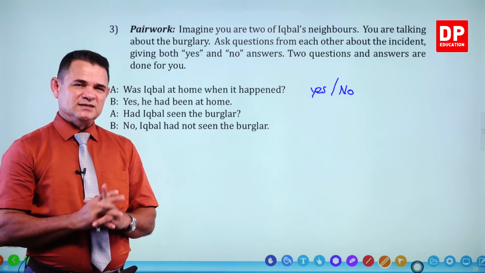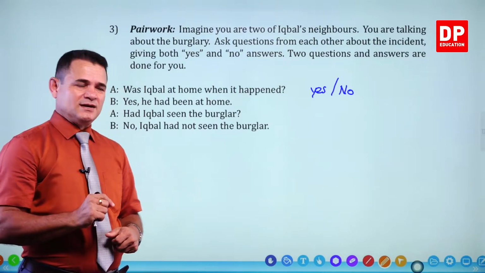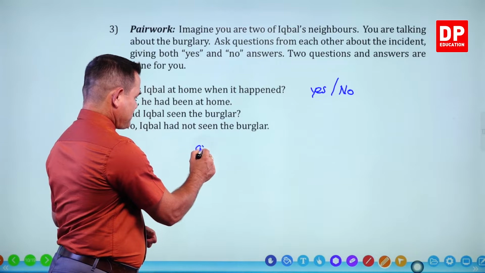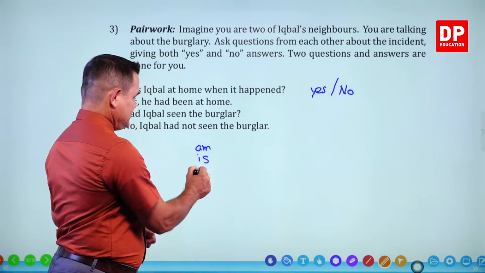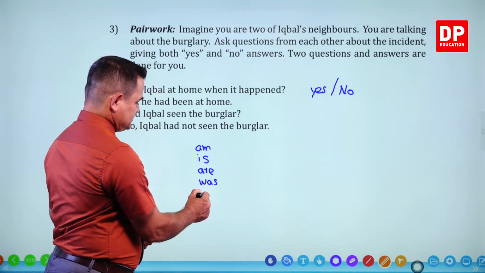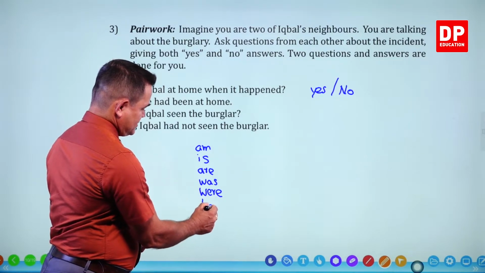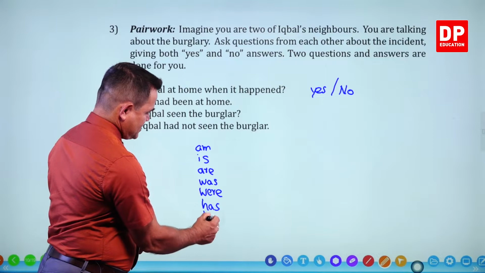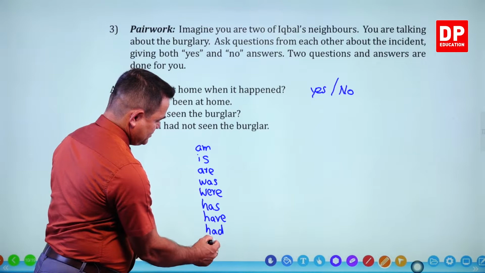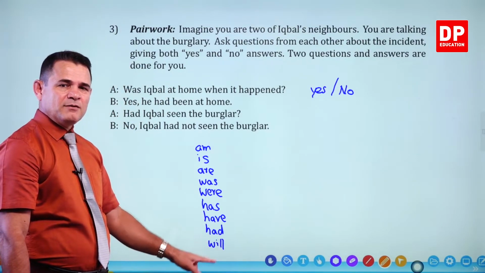How do we make these yes, no questions? It's like this. If you find these things: am, is, are, was, were, has, have, had, or auxiliary verbs, will, shall, can, may, must.